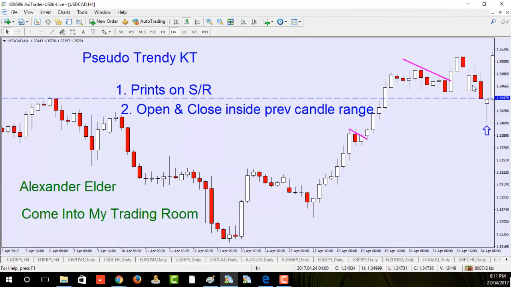Now, what's nice about this one is that we know we've been going up for some time. We went up, we paused, we went up, we pulled back, we went up again, and then we pulled back again, and that's when we printed this kangaroo tail. So usually the reason why a pseudo kangaroo tail prints is because the candle prior to the trendy kangaroo tail is so small that the open and the close cannot fit inside that previous candle's range. That's why you get that.